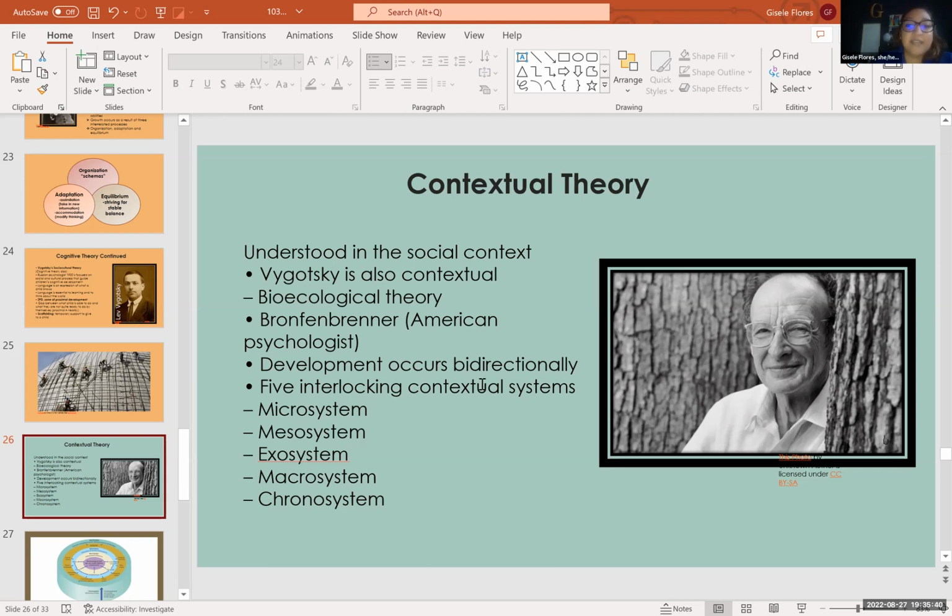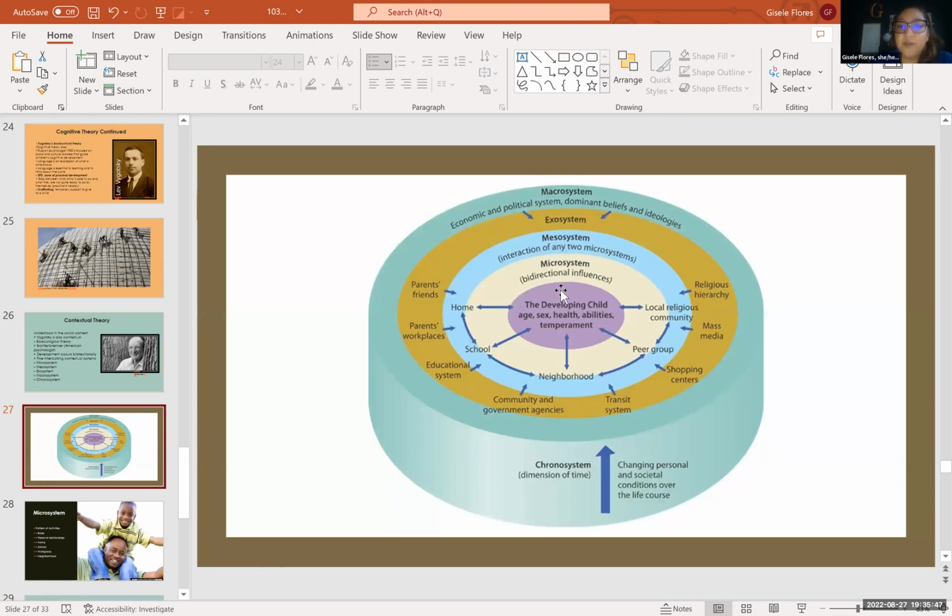He looks at 5 interlocking systems, and I'm going to show you this chart here. So the child is at the center of these systems, and then you'll see the microsystem, the mesosystem, the exosystem, and the macrosystem, and these are all occurring within a chronosystem, which is time. So let's look at each of these systems pretty quickly.